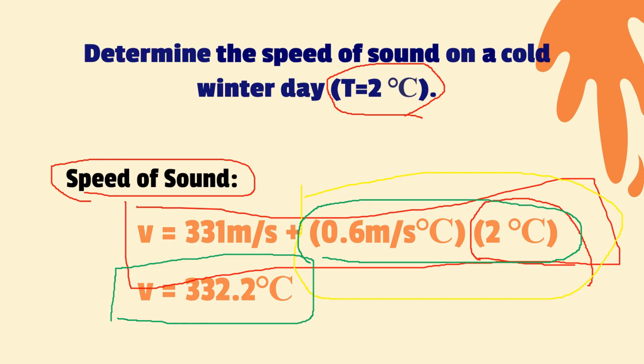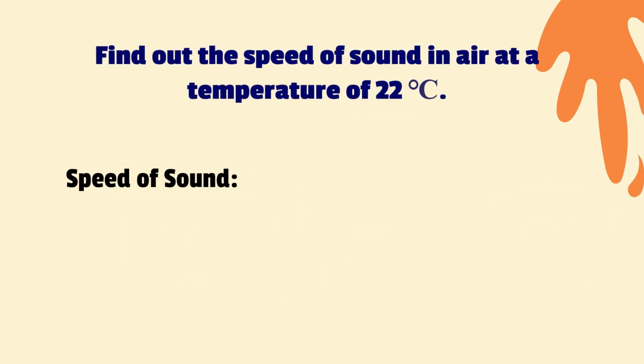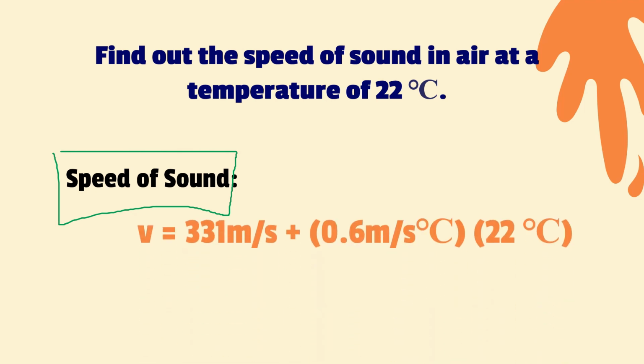Another sample problem. Find out the speed of sound in air at a temperature of 22 degrees Celsius. So again, we're going to find the speed of sound using the formula of speed of sound, V is equal to 331 meters per second plus 0.6 meters per second degrees Celsius times 22 degrees Celsius. So, saan natin nakuha yung 22 degrees Celsius? Siya yung given dito sa problem.